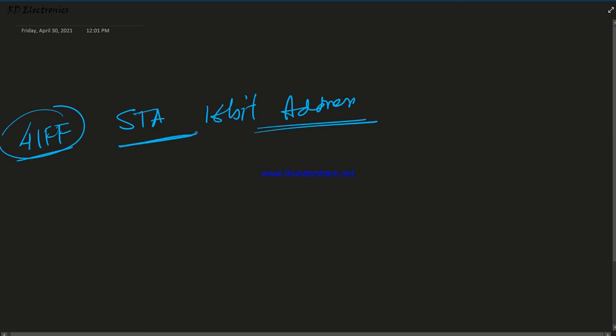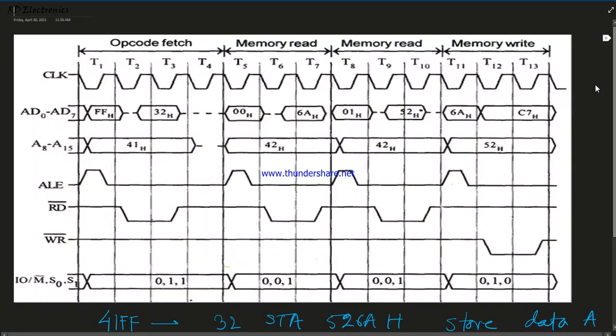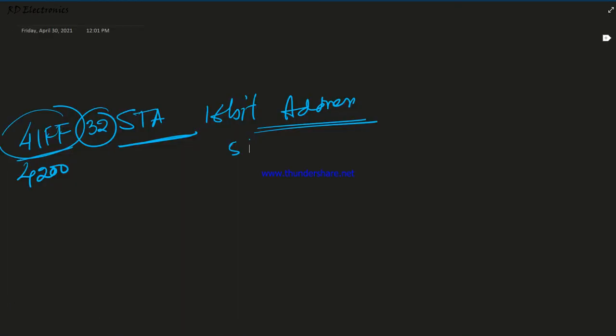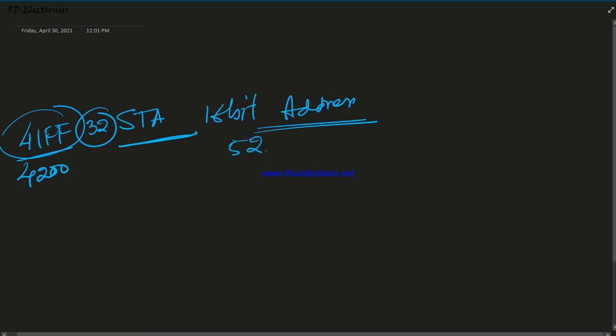These are where we stored the STA instruction. First of all, 32 is the hex code of STA. Next one, 4200, our stored address is 526A. So where we store this accumulator value, this location is 526A. That's why we write here first the lower address, and then at 4201 we write 52, the higher address.